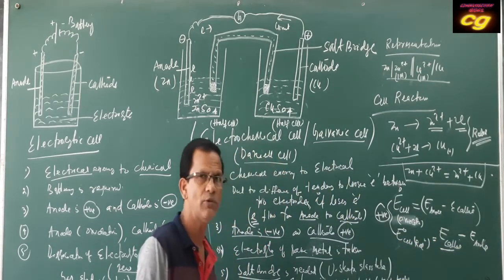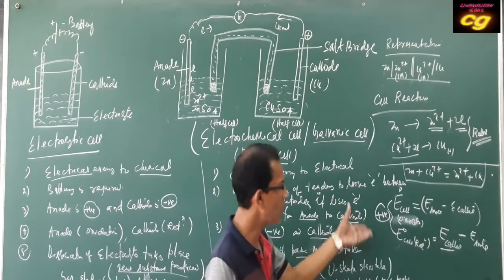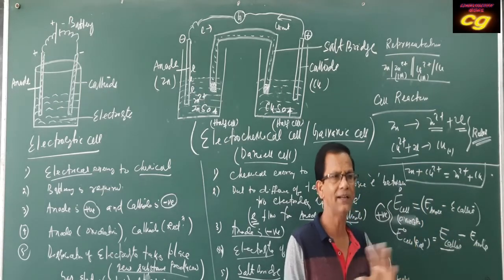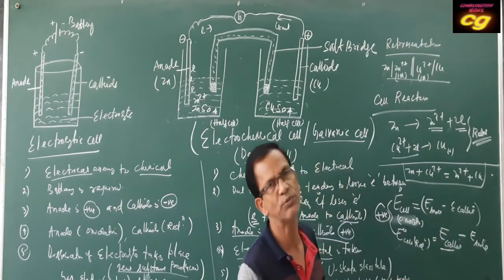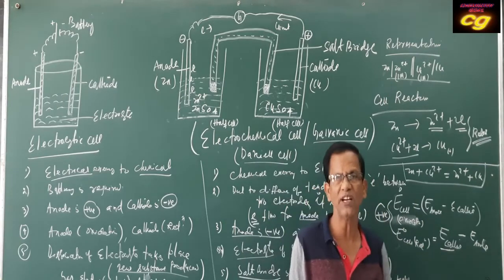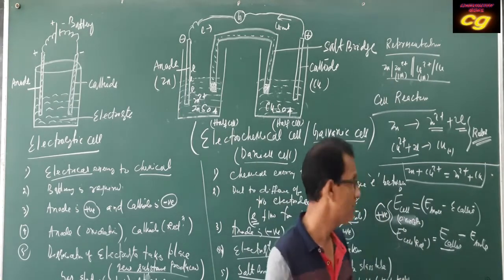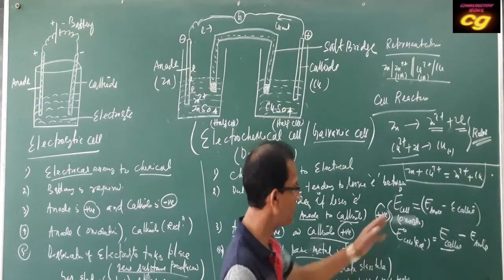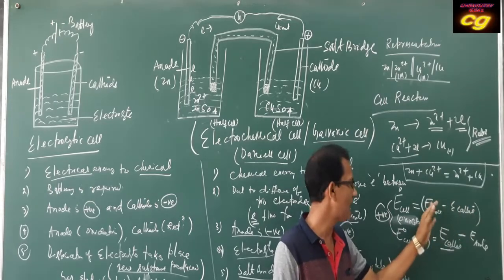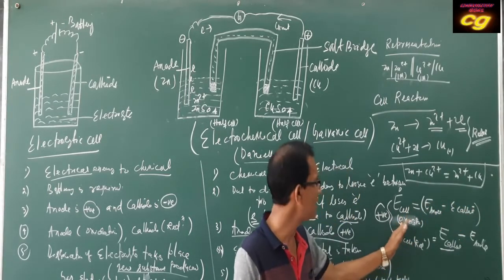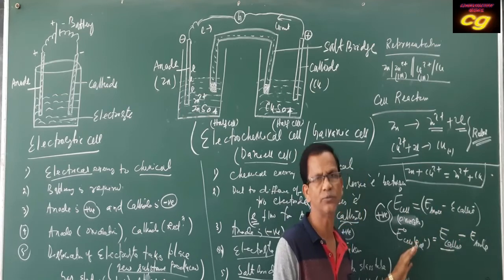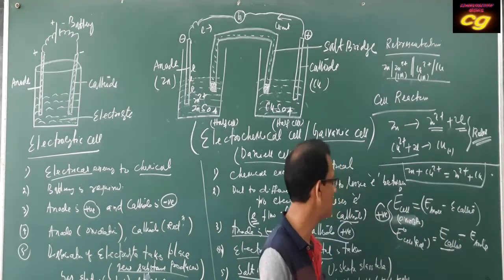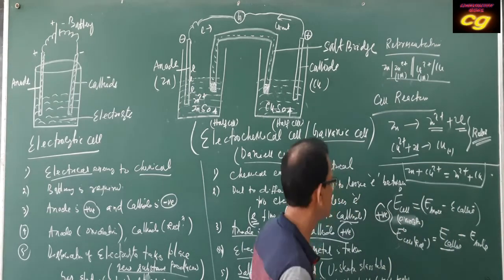You have read in thermodynamics that without positive potential, no work done is possible. So the reaction will not be spontaneous. That's why the E naught value should be positive, higher value minus lower value. Anode minus cathode means oxidation potential and cathode minus anode means reduction potential. We will discuss in the next class what electrode potential is, the types of electrode potential, and the difference between them.